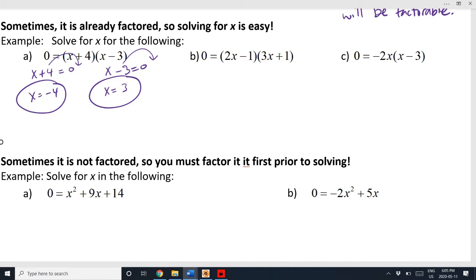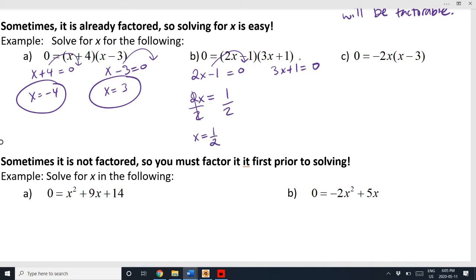Let's try this one over here. We have 2x minus 1. We'll make that one equal 0, and then we have 3x plus 1 is equal to 0. In this case, we're going to move the 1 over to the other side, so we're going to get 2x is equal to positive 1. And then we want to get x by itself, so we'll divide both sides by 2. These will cancel, and so we'll get x is equal to 1/2.